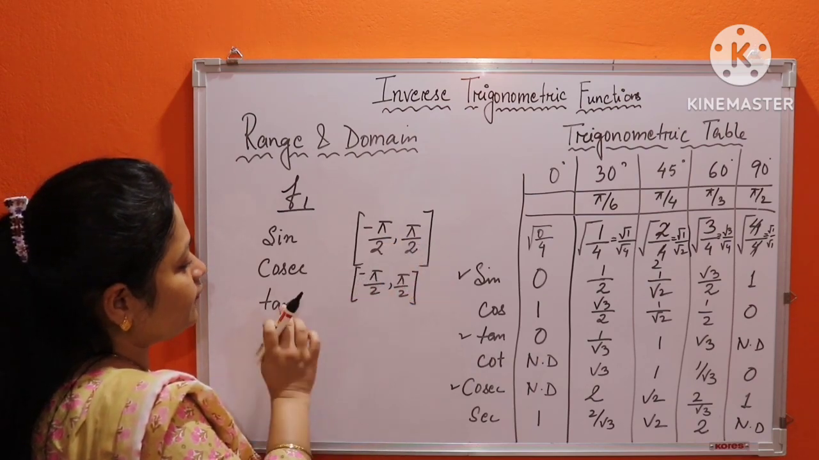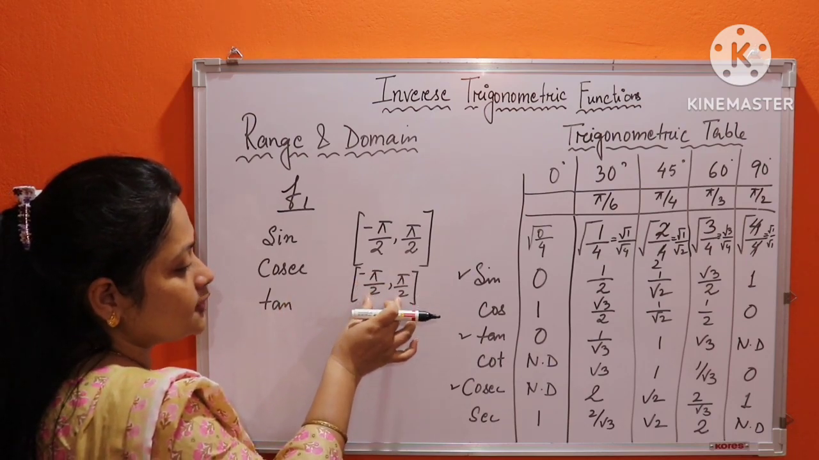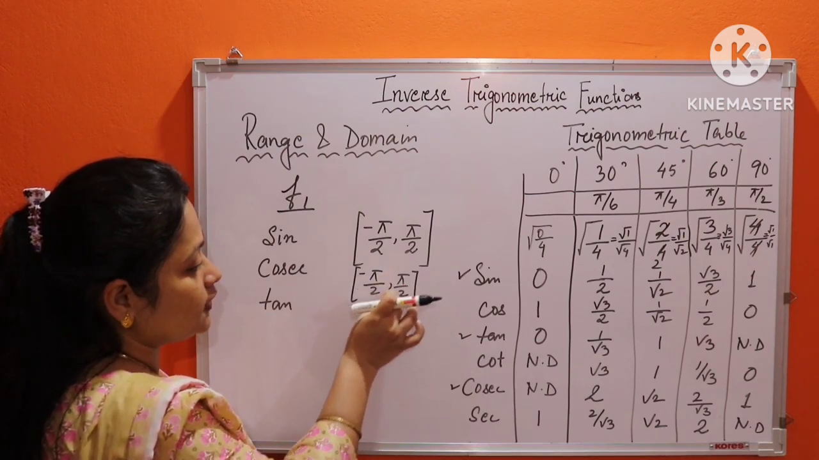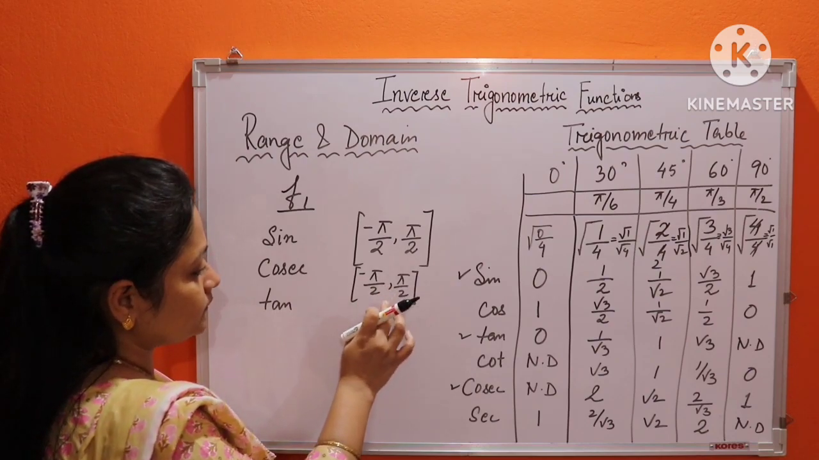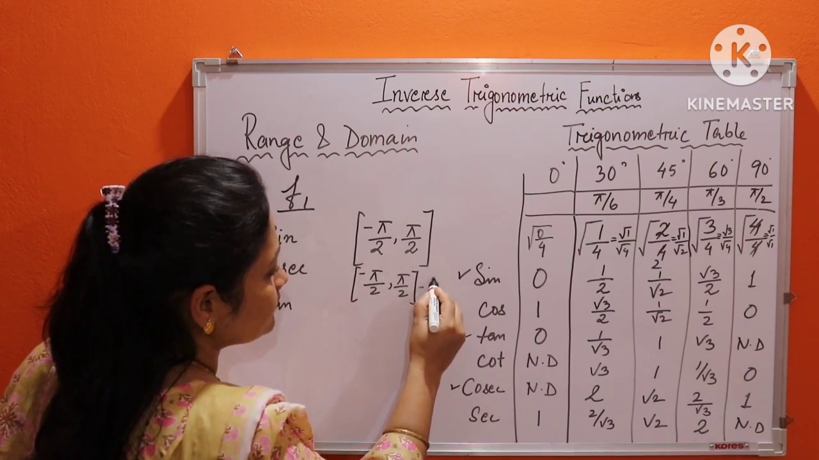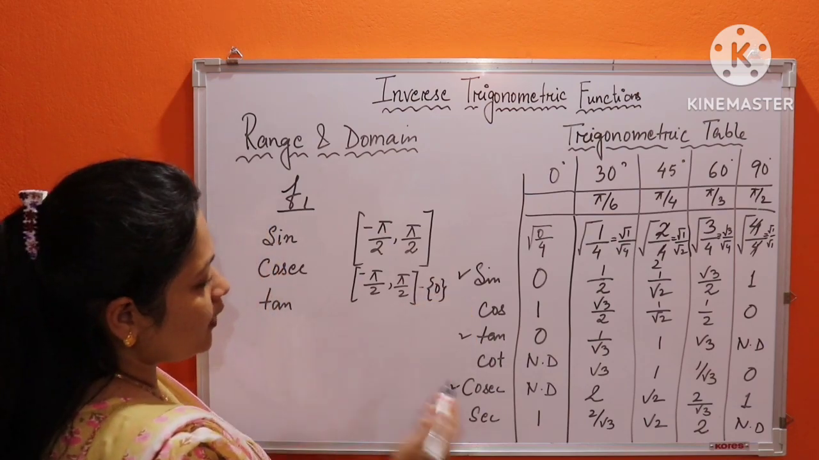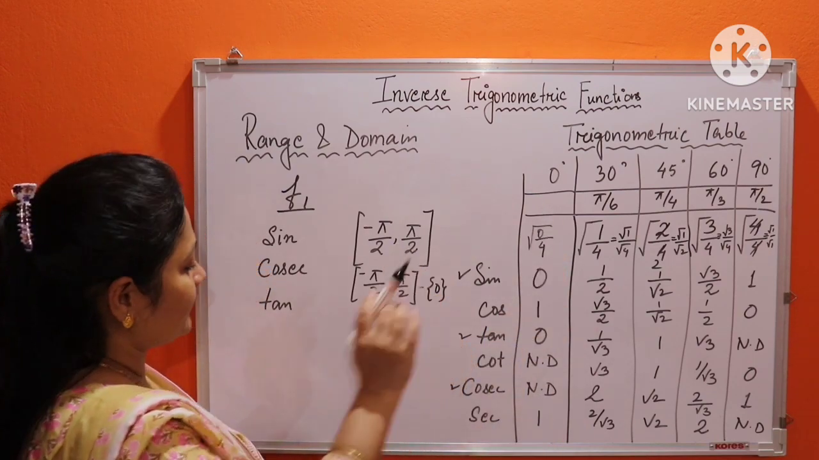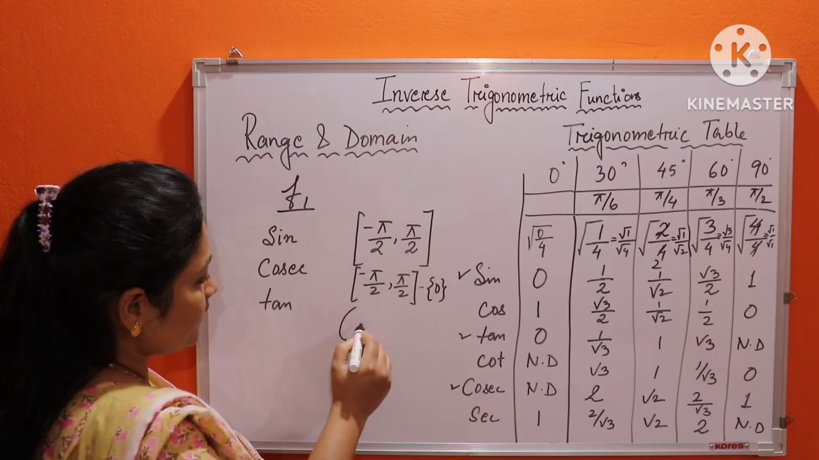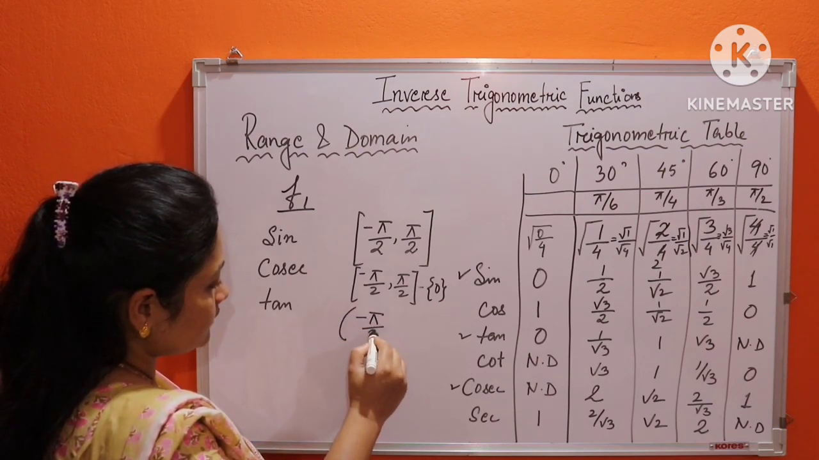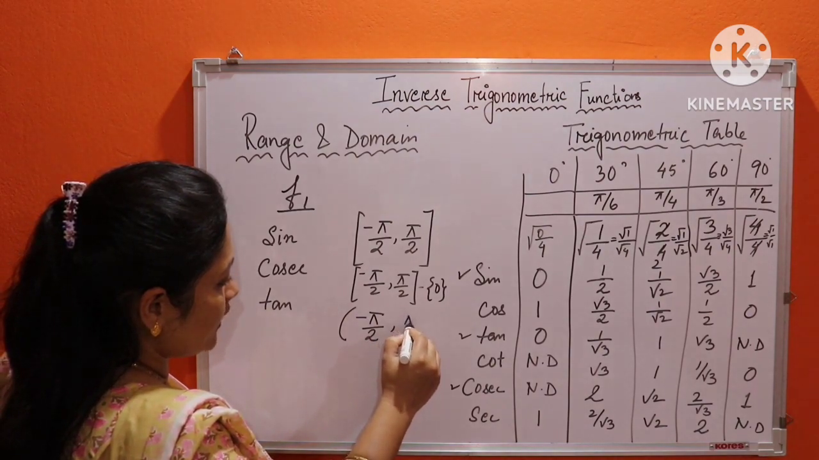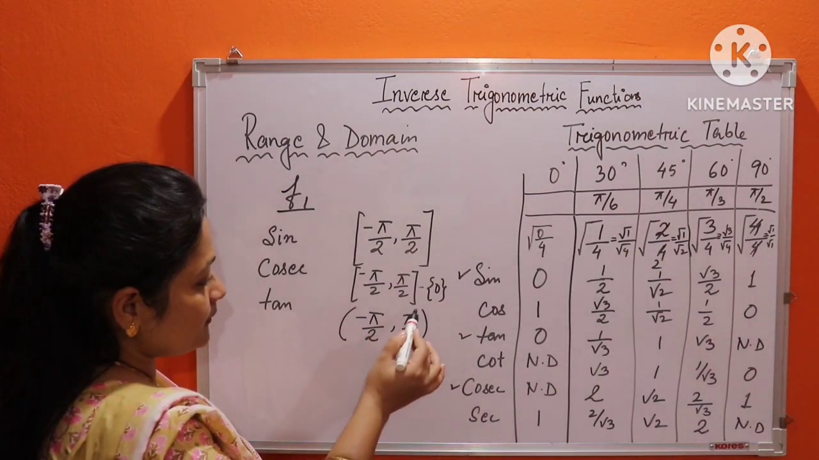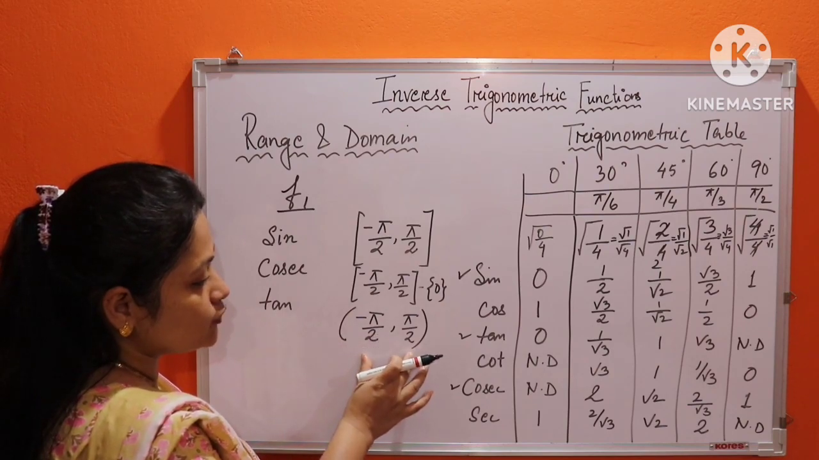Then for cosec, minus pi by 2 to pi by 2 in a closed bracket, which means these two angles are included, but minus 0. Why 0? Because cosec 0 is not defined, so this 0 will be neglected. Tan will be under an open bracket, minus pi by 2 and pi by 2. So this is the range and the domain for tan. The open bracket means minus pi by 2 and pi by 2 will not be included.